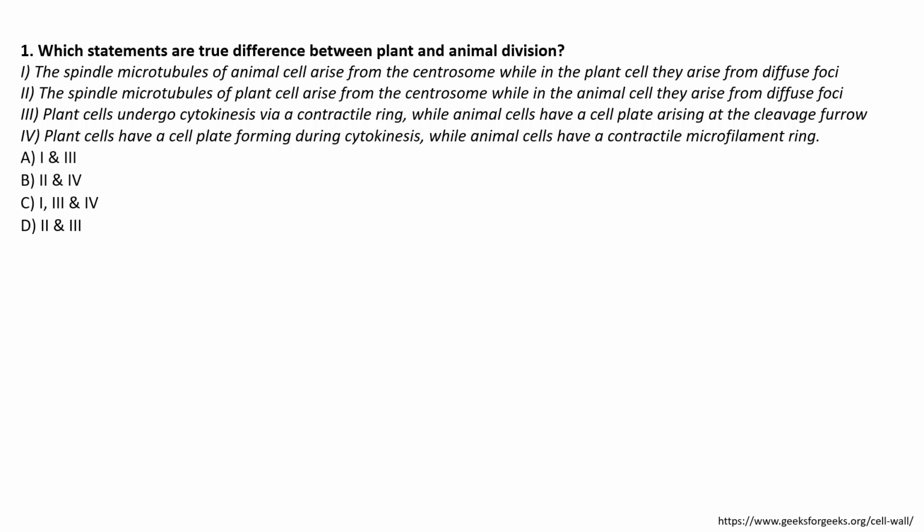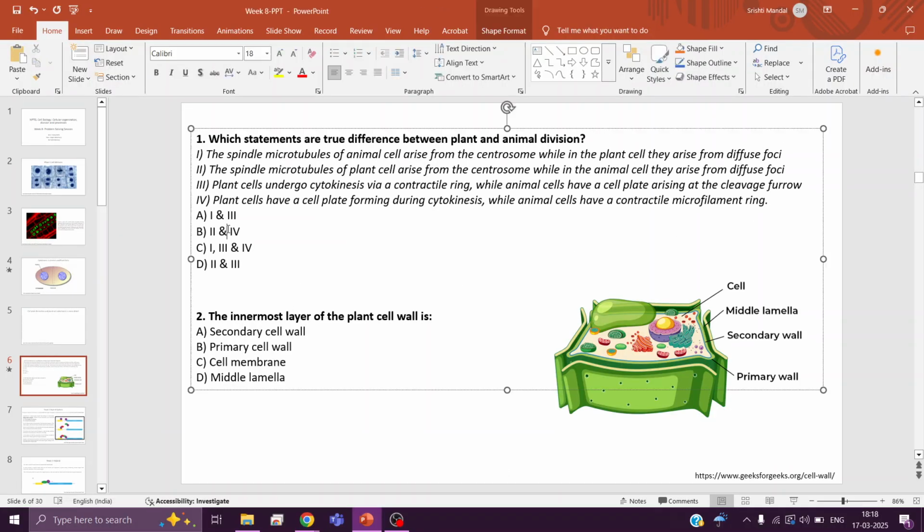That's not correct. Then the third statement is plant cells undergo cytokinesis via a contractile ring. So that's again not correct because they have a cell plate forming during the cytokinesis. So it's 1 and 4. I'm just going to change that right now.